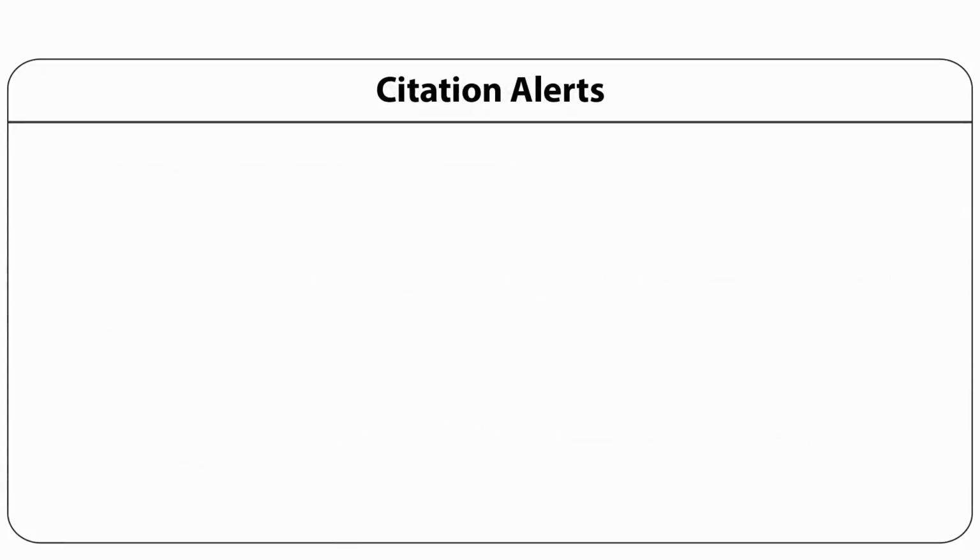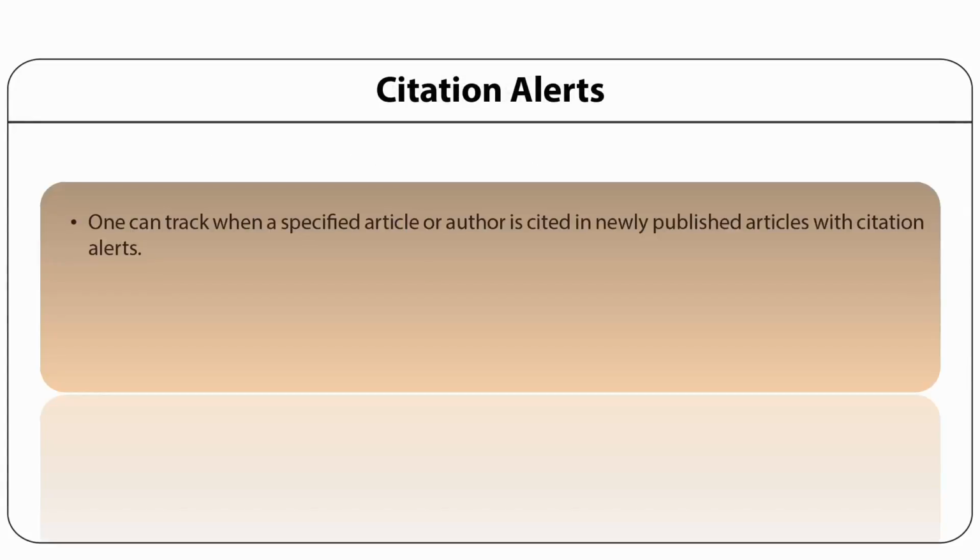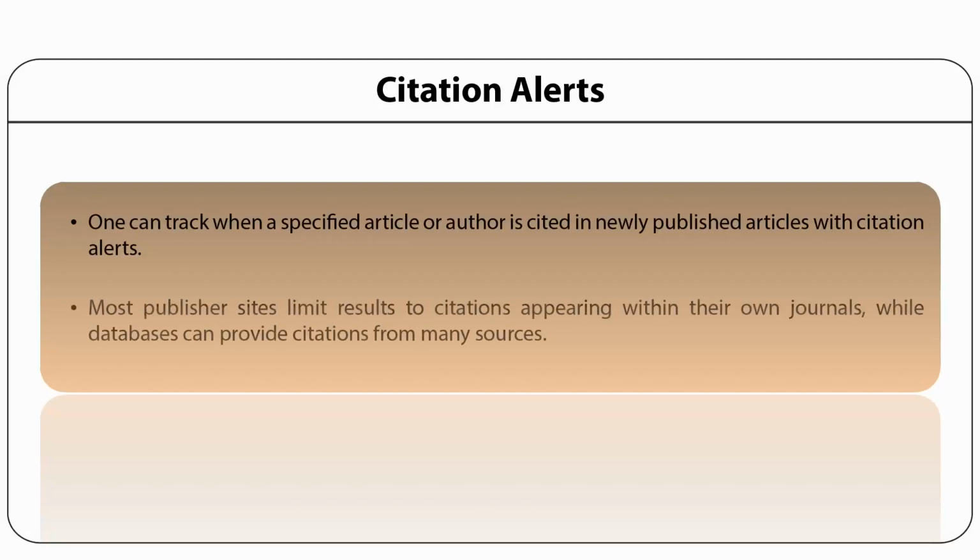Citation alerts. One can track when a specified article or author is cited in newly published articles with citation alerts. Most publishers limit results to citations appearing within their own journals, while databases can provide citations from many sources.